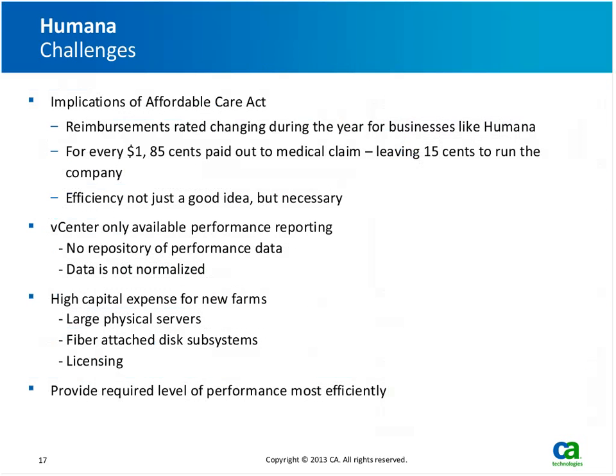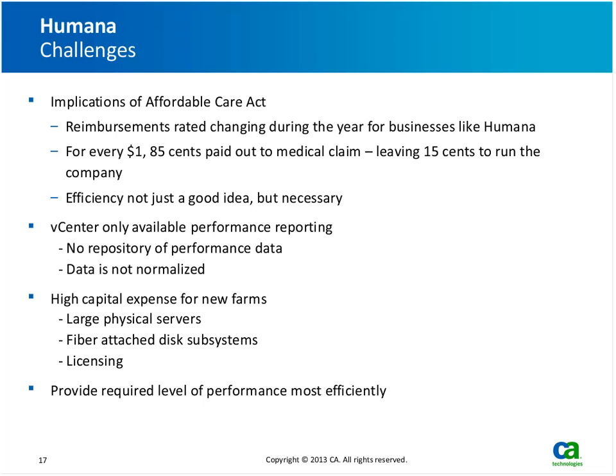And I think this is the last one, Humana. Large healthcare insurance company, they were under cost restraints and government regulations. As we can see at the top there, the Affordable Care Act left them with a little bit of money in the bank to run the company at the end of the day. For every dollar they made, 85 cents was paid out to a medical claim, not leaving them much to run their operations. So as you can see there, efficiency was not just a good idea, but a necessity.